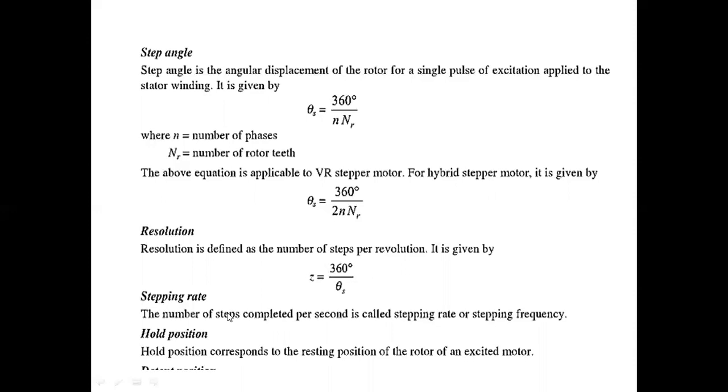That is the difference. What is meant by the stepping rate? It is the number of steps completed per second, called the stepping rate or stepping frequency. This is also an important one. When we calculate it with respect to time, suppose 1 minute, how many steps will the rotor of the motor rotate in 1 minute? The number of steps completed per second is called the stepping rate, also called the stepping frequency.